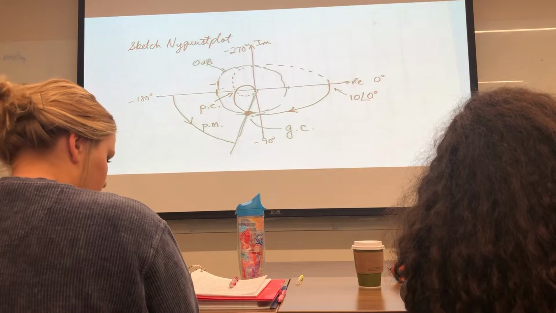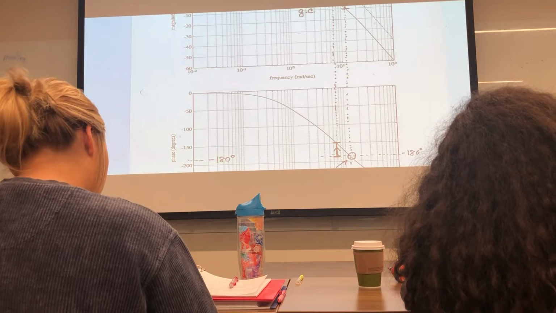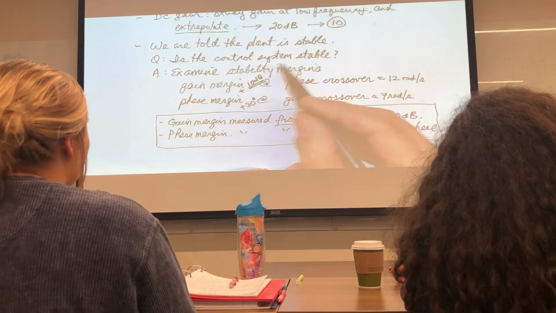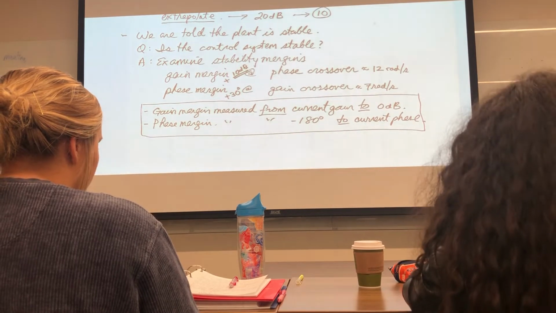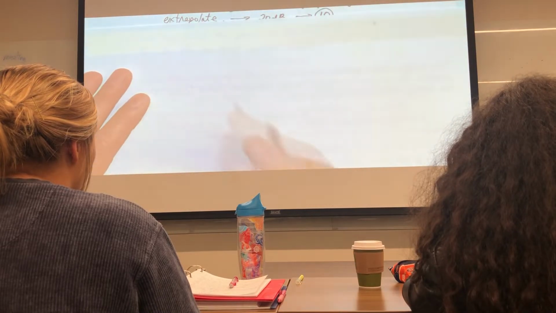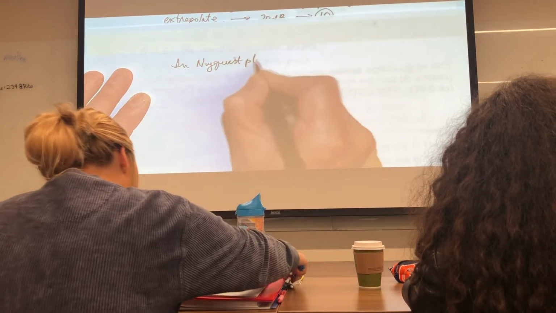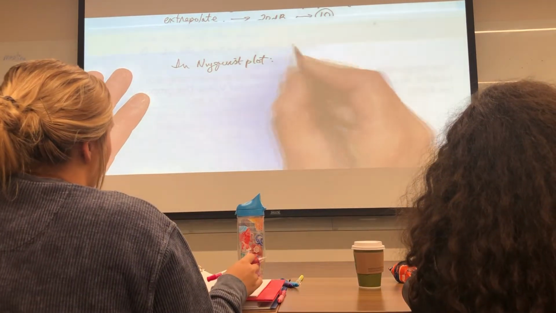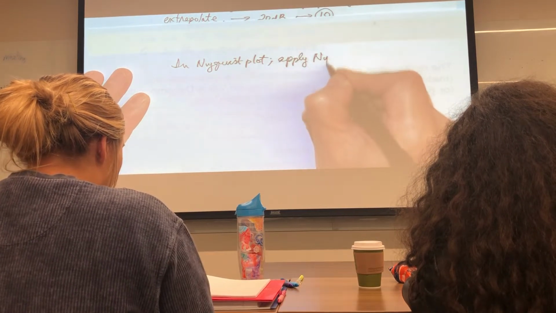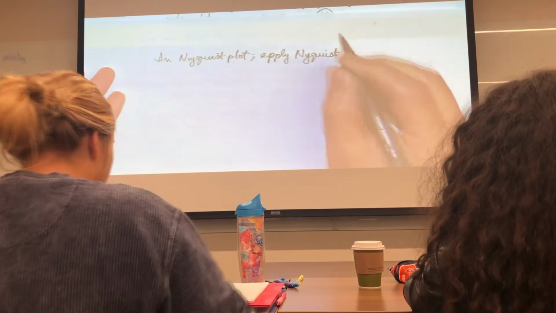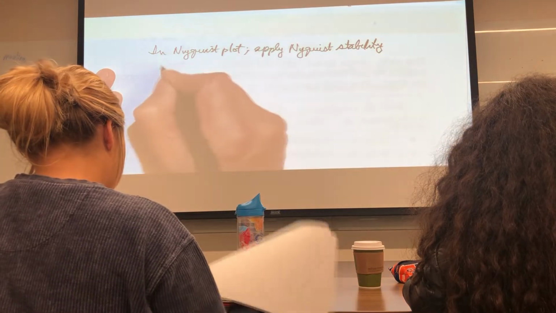Okay, so we practiced looking at the margins in the Nyquist plot and the phase Bode plot. But we still are trying to answer this question. Is the control system stable? We've analyzed the stability margins, but let's take a look in the Nyquist plot. In the Nyquist plot, let's apply the Nyquist stability criterion.